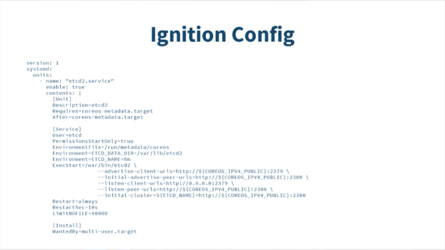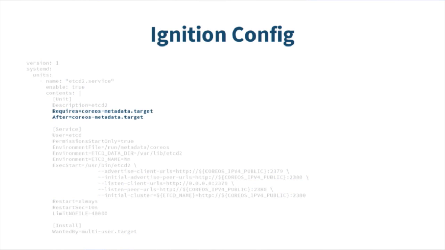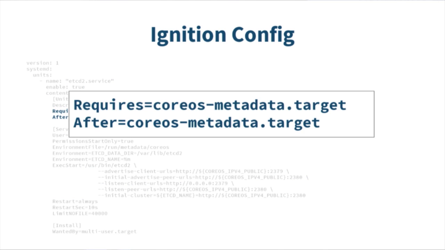So I realize this text is small, so I'm going to read through this for you. This is an etcd2 service file, run-of-the-mill. I pulled it straight off of /usr/lib, but I've made a few modifications to it. The first one that I want to point out is that I've added two clauses here, Requires and After. What this in effect is going to tell us is that in order to start etcd2, I need to have already fulfilled the CoreOS metadata target. Remember, this is the target that is responsible for writing our configuration data to this temporary location.